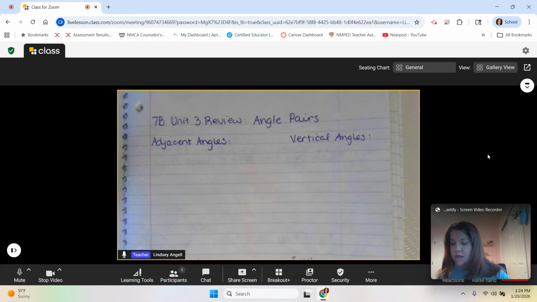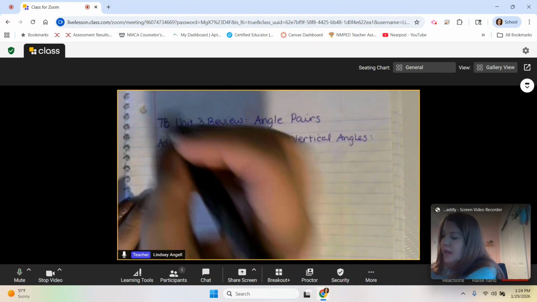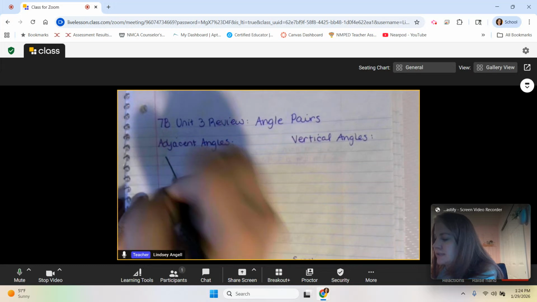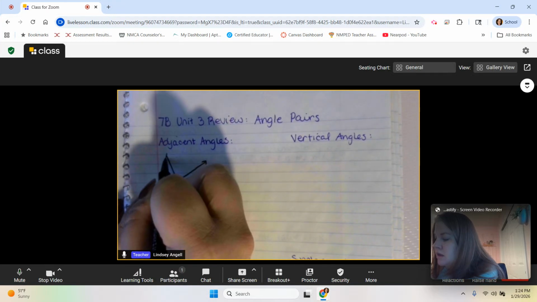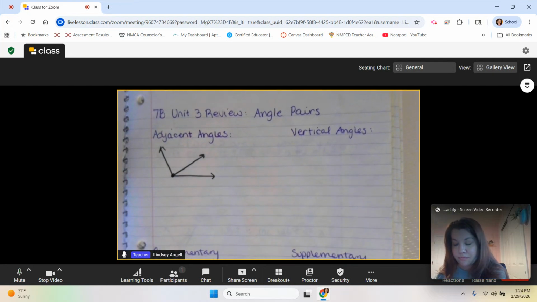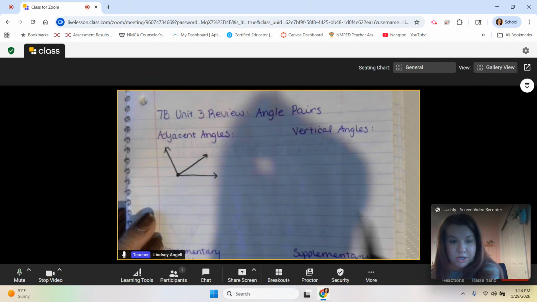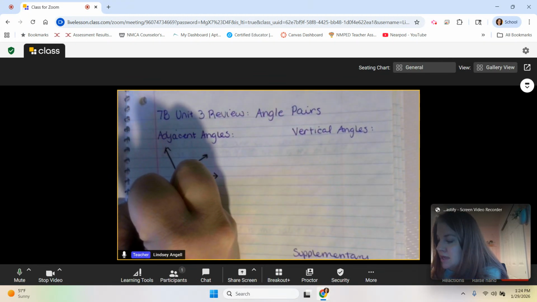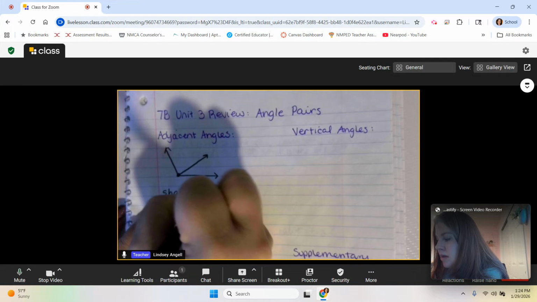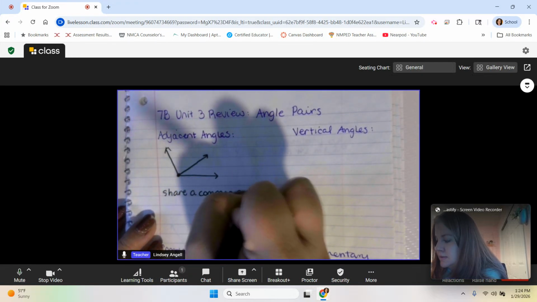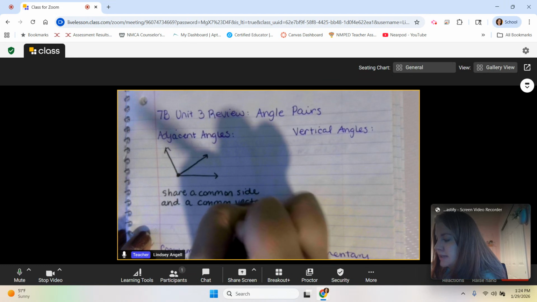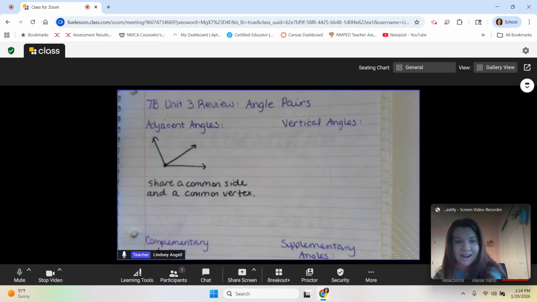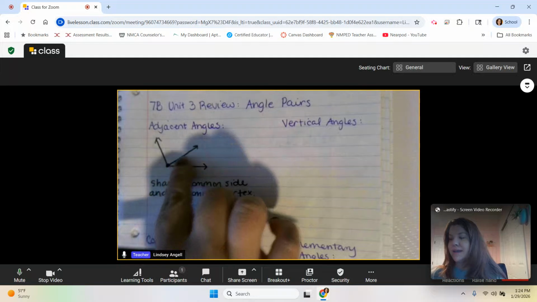All right, first we've got adjacent angles, okay? So the big thing about adjacent angles is that they must share a common side and a common vertex, okay? So they share a common side and a common vertex. Okay? All right. Good. So that's it. Basically, they're smushed together, right? They're glued together because of this side.